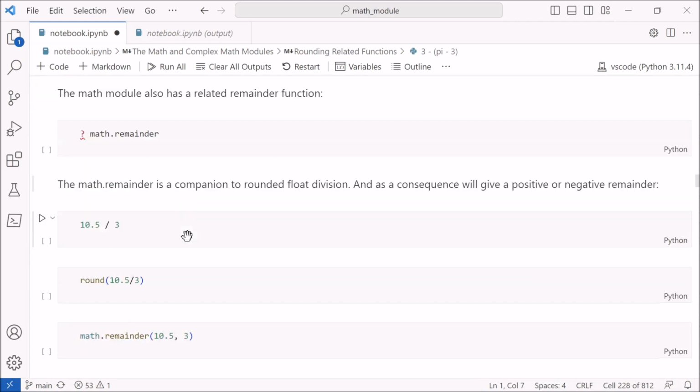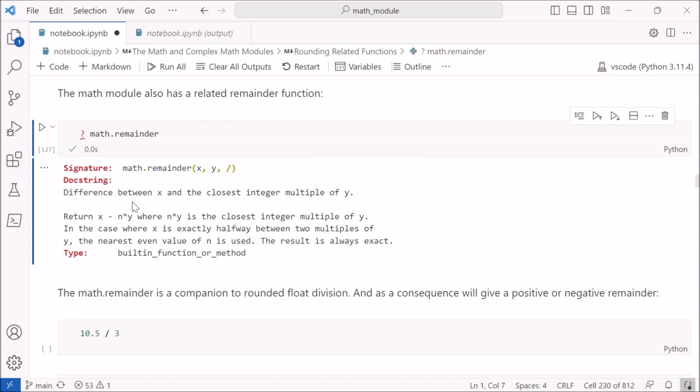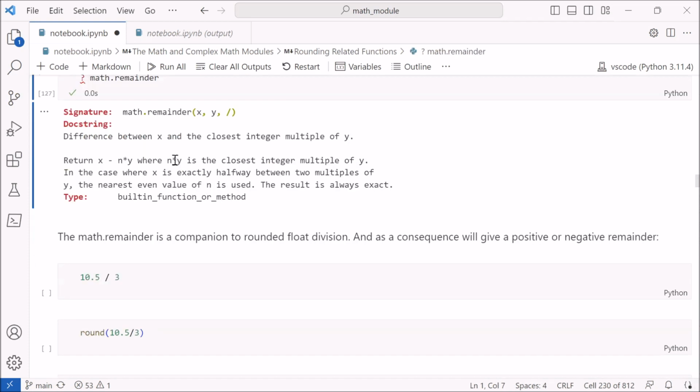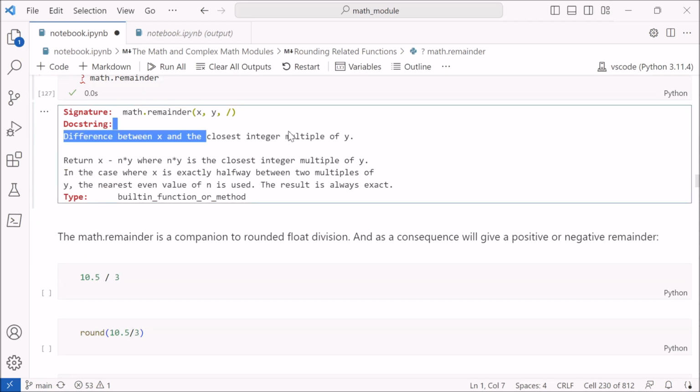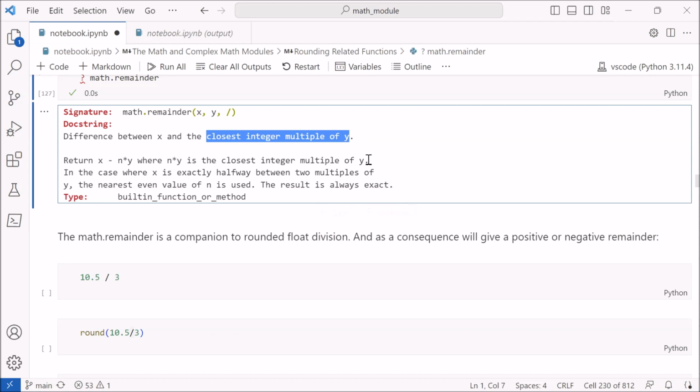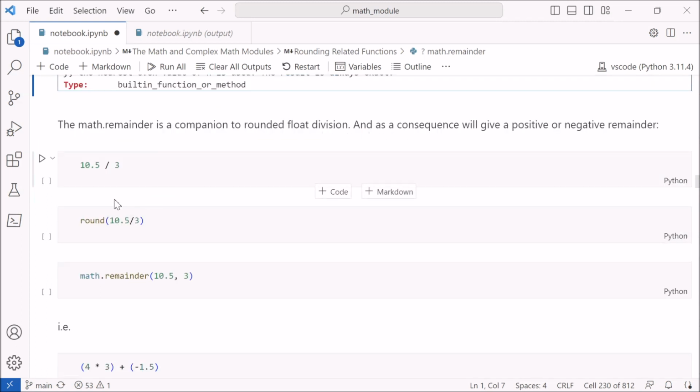So the math module also has a related remainder function, and this is typically associated with the round function. It's the difference between x and the closest integer multiple of y, and this can be rounded up or it can be rounded down. So the remainder can actually be positive or negative.